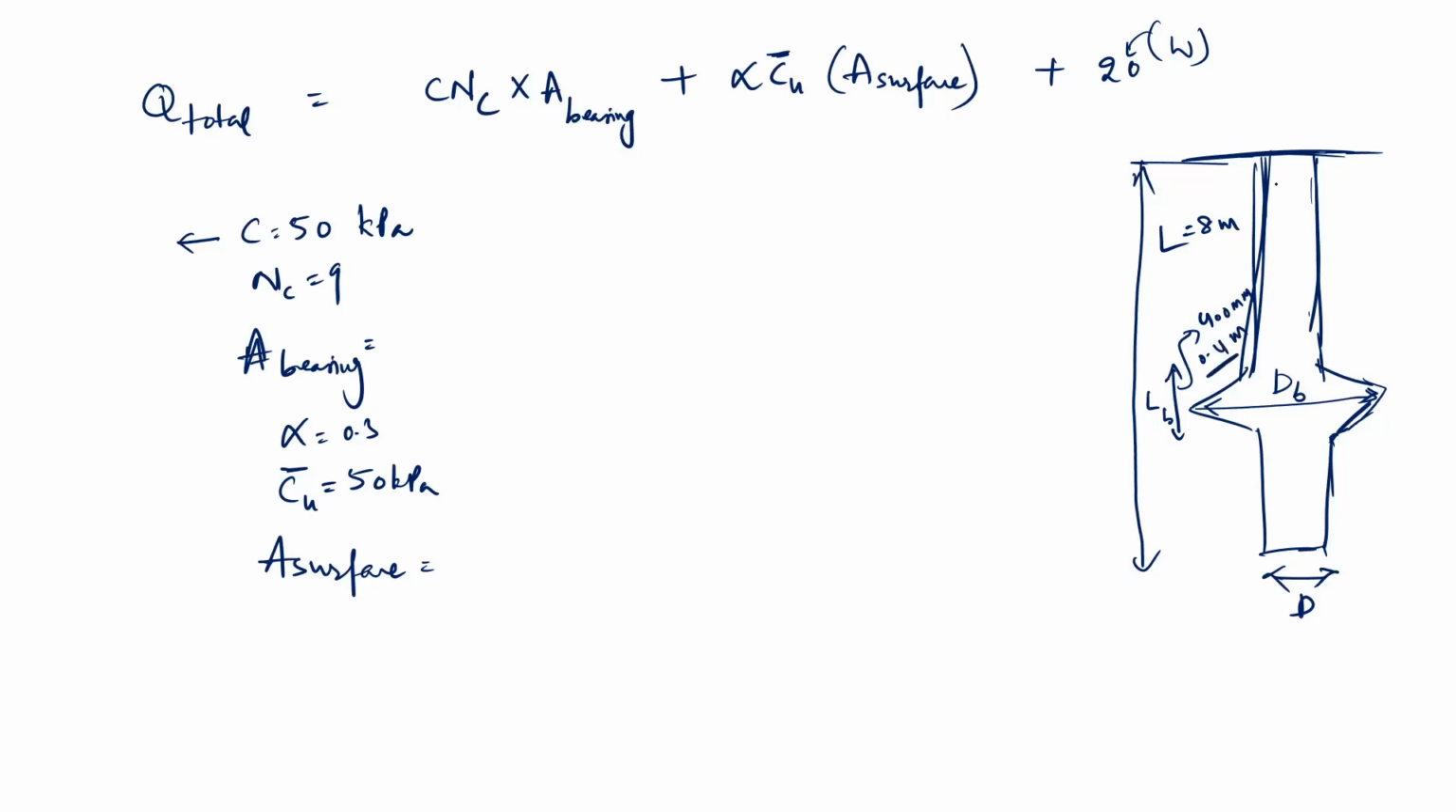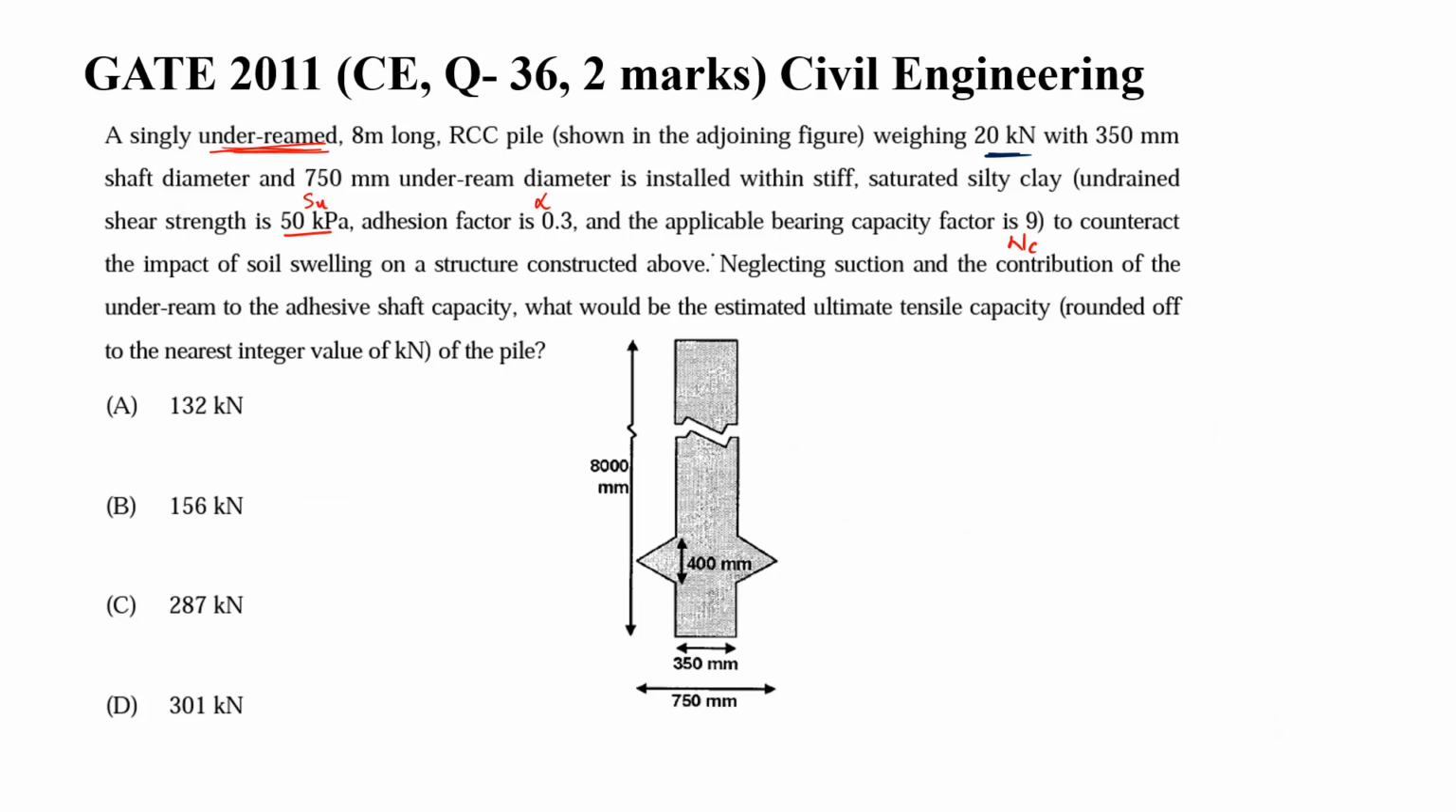So skin friction cannot come from this place, right? For this much height you cannot get the skin friction. You will get skin friction only for this length. Also, why is it mentioned in the question, neglecting the suction? Suction means whenever you are pulling up, there will be suction created here. Because of that, you will get reverse end bearing, you can say. So reverse end bearing is neglected.